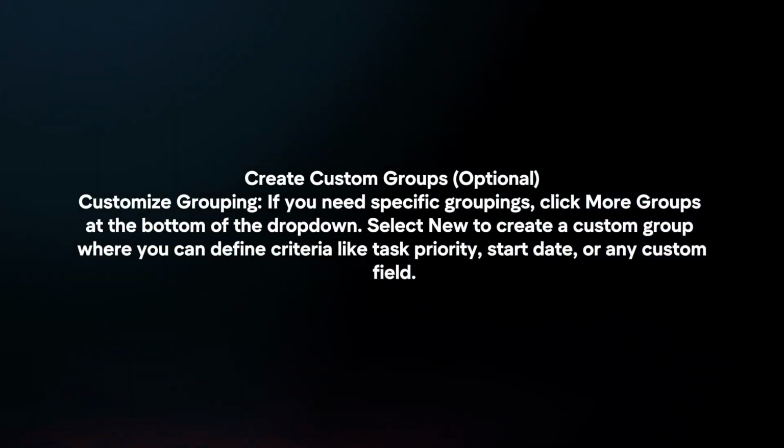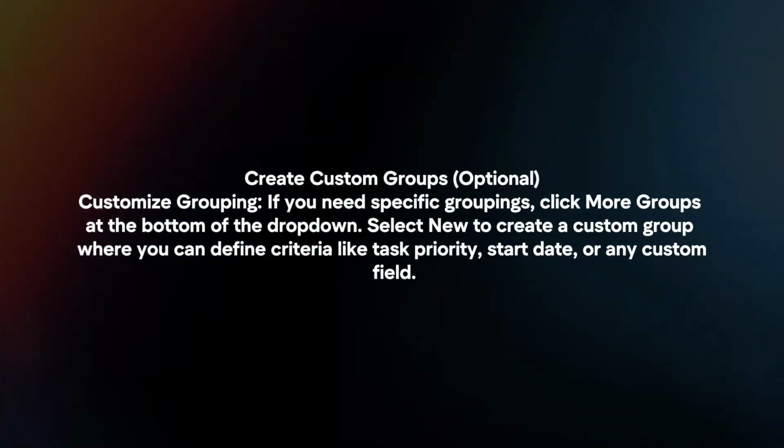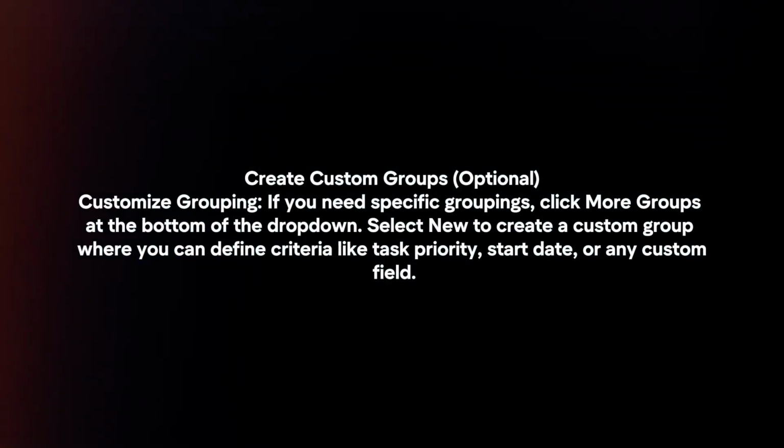Create custom groups. Customize grouping. If you need specific groupings, click More Groups at the bottom of the drop-down. Select New to create a custom group where you can define criteria like task priority, start date, or any custom field. Save your grouping. Save your view.